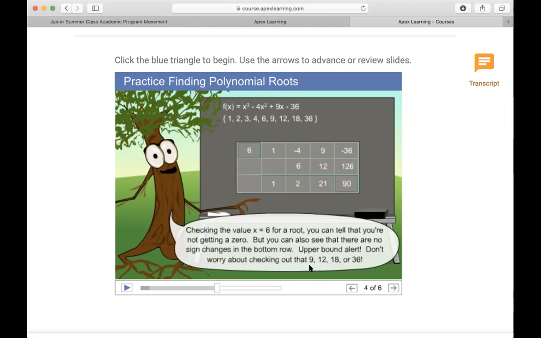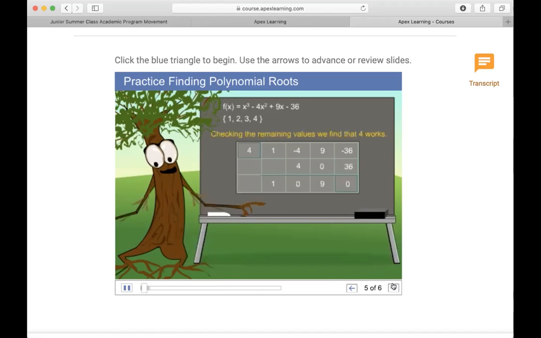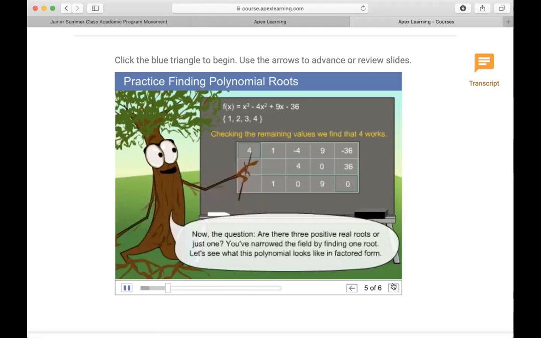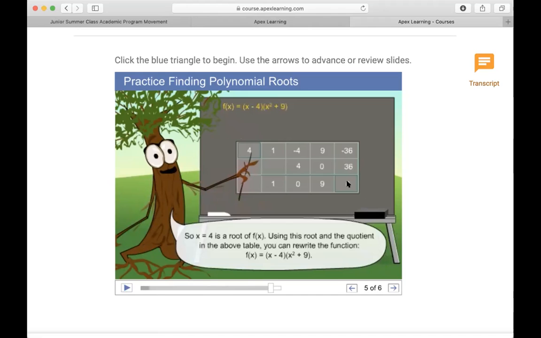It says don't worry about checking 9, 12, 18, 36. I always check the one right above it. So I personally would also plug in 9 to see if I have any sign changes, because if you do, you know you are at your upper bounds. Then we come in and we check the rest of the results. So we plug in 4 and we see that 4 ends up giving us a root there. The reason we know it's a root is because it ends in 0.